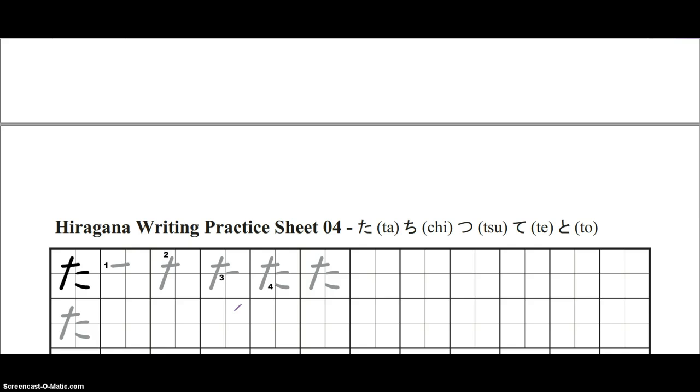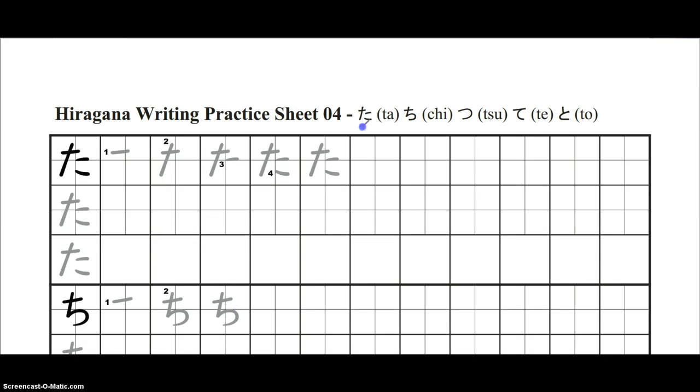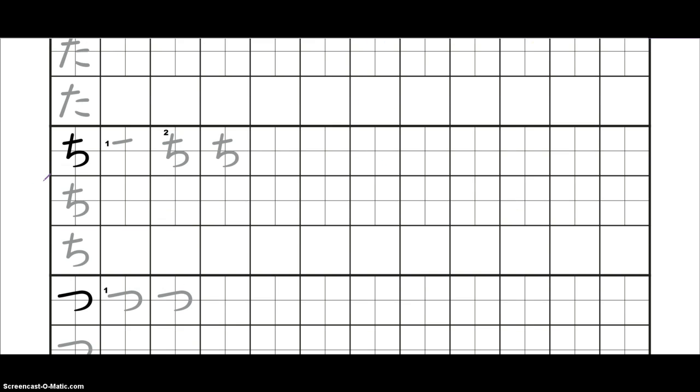Okay, let's move on. Ta, Chi, Tsu, Te, To. So for the Ta line, you realize that it's not Ta, Ti, but it's Ta, Chi, Tsu, Te, To. Okay, so how do you write Ta? This is how you write Ta. Okay, let me write down here. This is Ta.